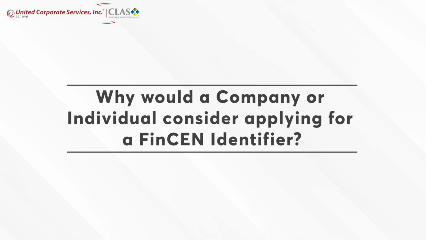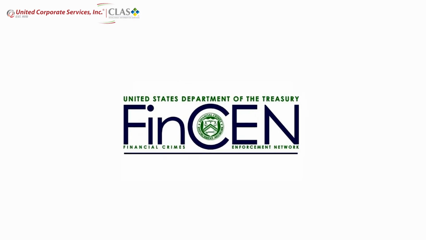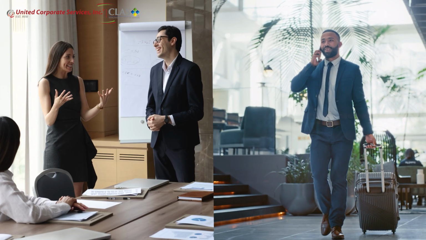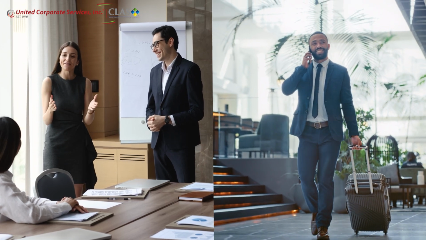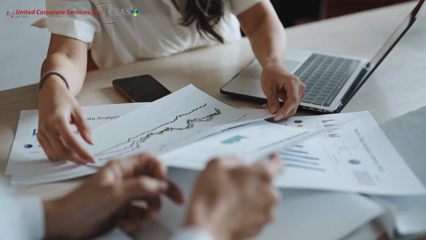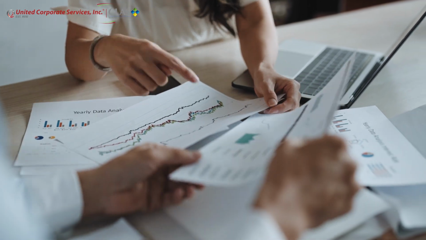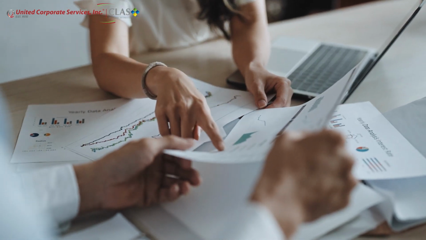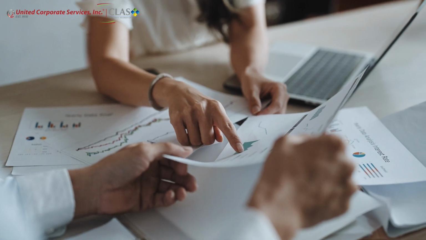Why would a company or individual consider applying for a FinCEN Identifier? According to FinCEN, once a beneficial owner or company applicant has obtained a FinCEN Identifier, reporting companies may report it in place of the otherwise required 4 pieces of personal information about the individual in the BOI reports.